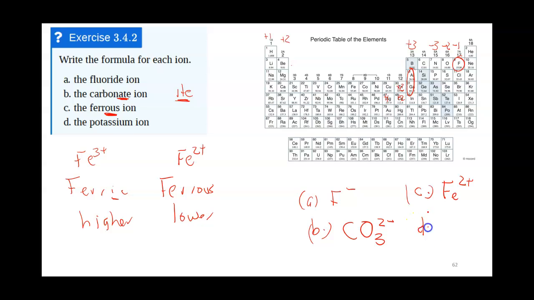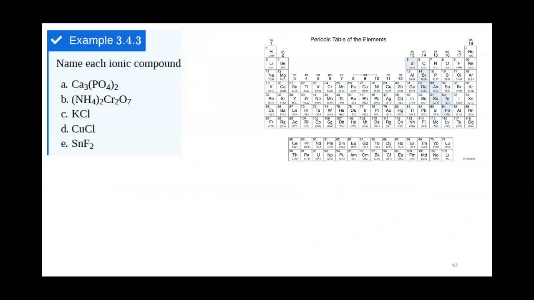Okay, now potassium ion, find potassium in the periodic table, and we see that it's in the +1 column, so we can just go ahead and write that in as +1. When it comes time to name ionic compounds, we want to be mindful of the presence of a polyatomic ion. And there are 3 cases where we've got polyatomic ions here. And when we have a polyatomic ion, we have to just look the names of those ions up in the table. So the cation in our first compound is calcium ion.